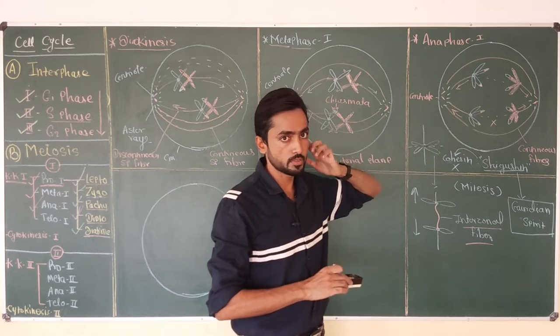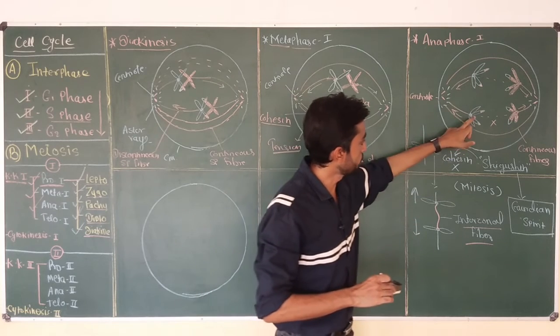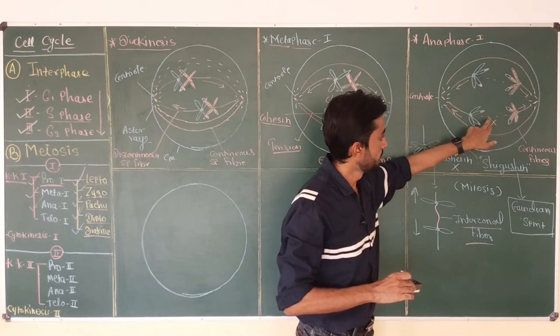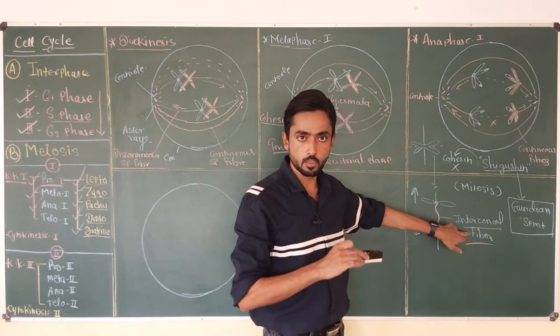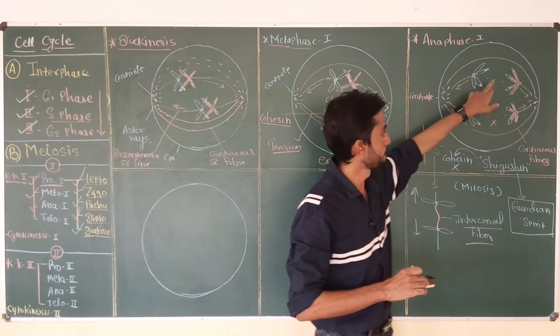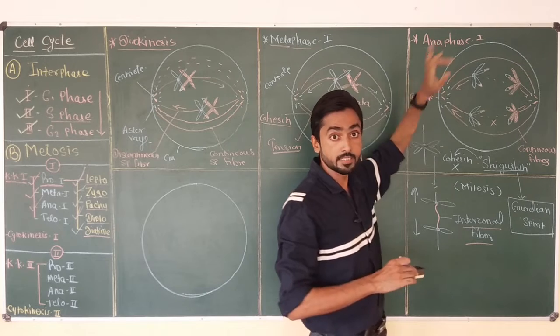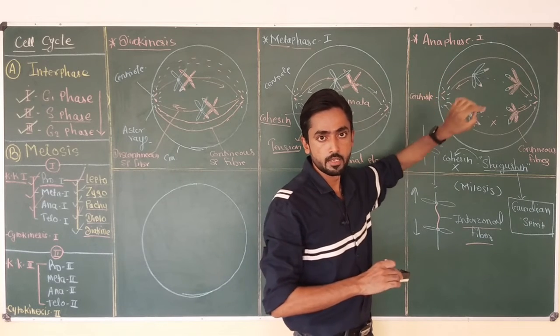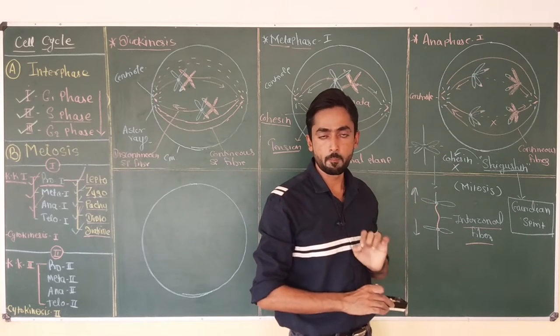Okay, and the third important thing is that when the chromosomes move towards the respective poles, the interzonal fiber or interchromosomal fiber does not appear in between the two chromosomes as it appears in anaphase of mitosis. It is absent in anaphase of meiosis.